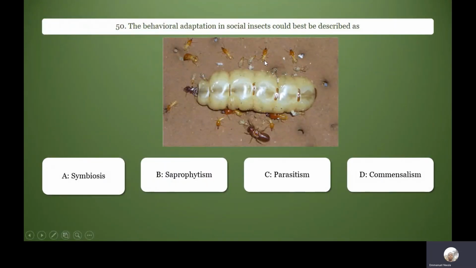The behavioral adaptation in social insects could best be described as symbiosis. You see, these social insects like termites, like bees, they work together for the mutual benefit of each other. There is division of labor. You see, some are workers, some are soldiers. They help in their own various ways to keep their colony intact.